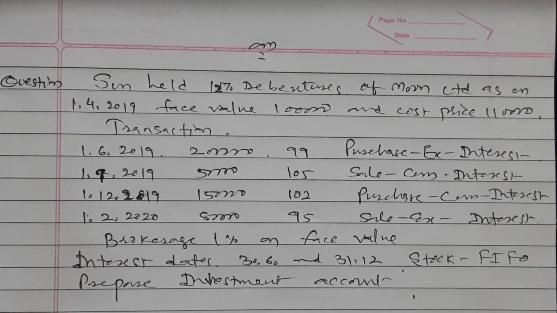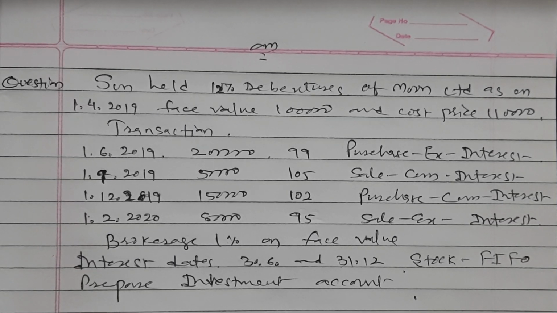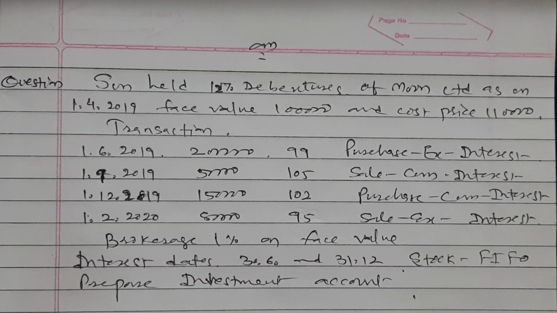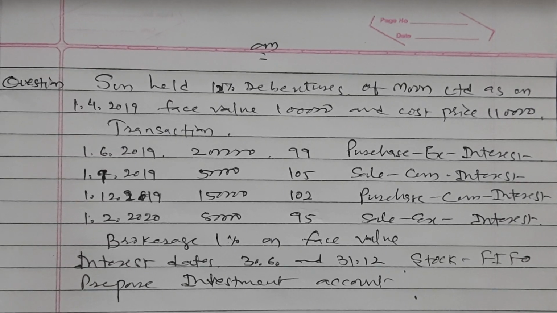The transactions given are: on 1/6/19, debentures of 2 lakh purchased at 99% ex interest, while debentures of 50,000 sold cum interest at 105% on 1/9/19, while debentures of 1,50,000 purchased cum interest at 102% on 1/12/19. On 1st Feb 20, debentures of 80,000 sold ex interest at 95%.